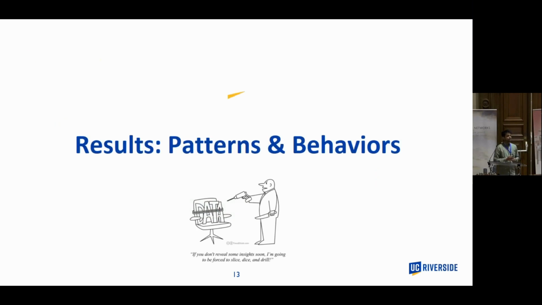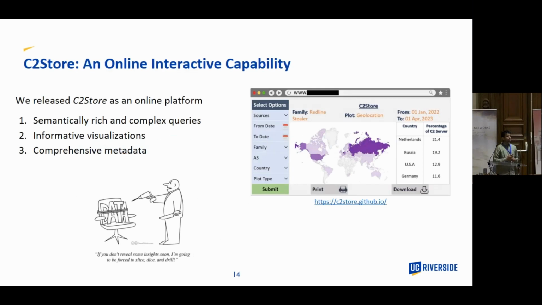So we have the data, and what we wanted to do is build a capability which allows users to identify patterns and understand behaviors. So we released an open source, online interactive capability. The website is already up at c2store.github.io. It provides users a semantically rich platform. Users can choose different sources, different times, families, or autonomous systems, and get different informative visualizations with comprehensive metadata.